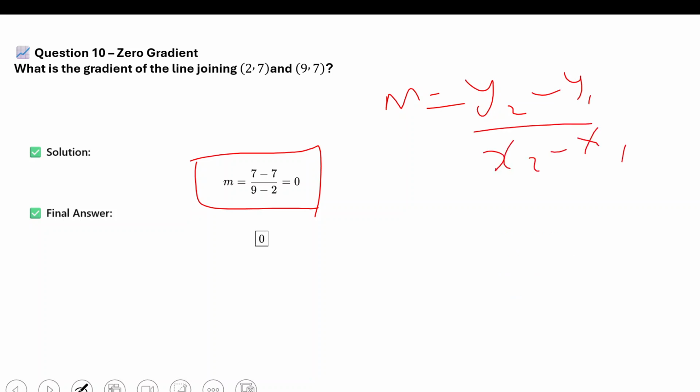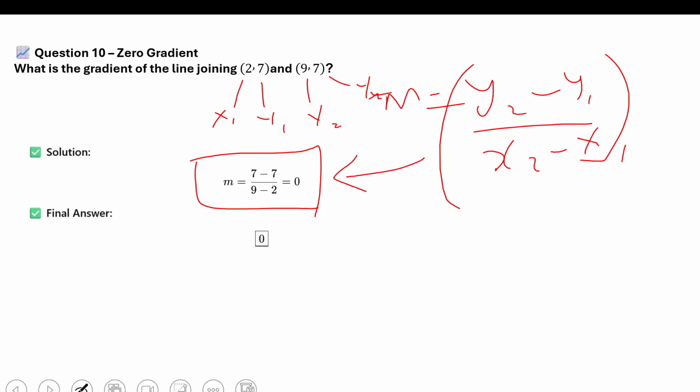Again, identify which one is x1. So this is x1. This is y1. This is x2. And that is y2. Okay, so we just put them in this formula, translate to this, and then you get 0. So 0 is the gradient.